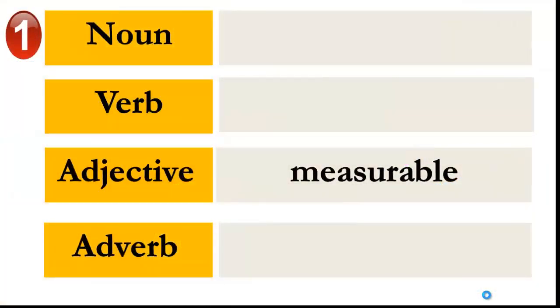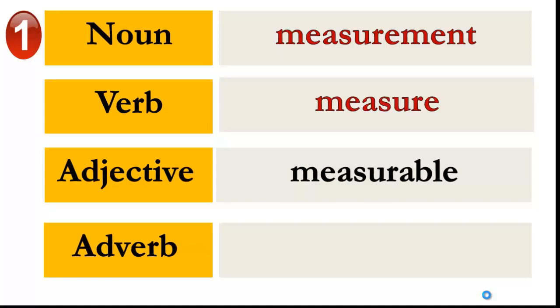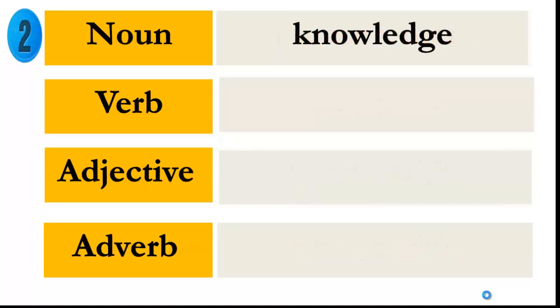Number 1, the adjective is measurable. Okay? So here, measurable, the adjective. We need the noun from it. So the noun here is measurement. Measurement. The verb from it, measure. The adjective, measurable. The adverb of it, measurably. Okay?